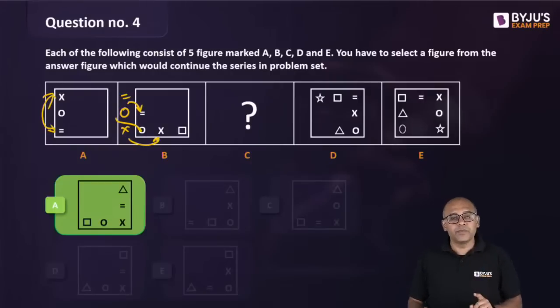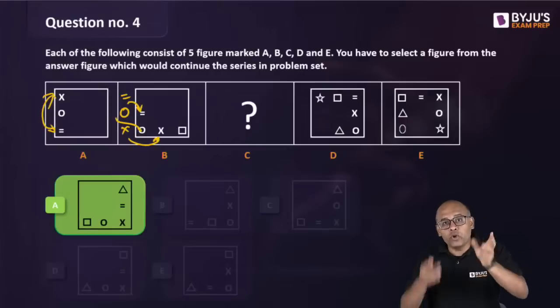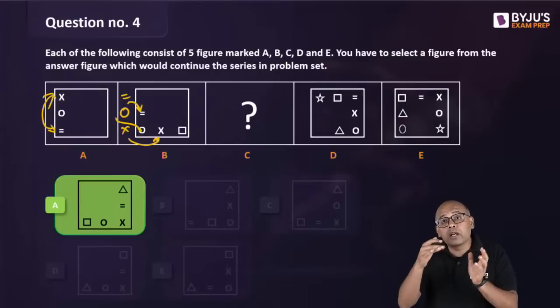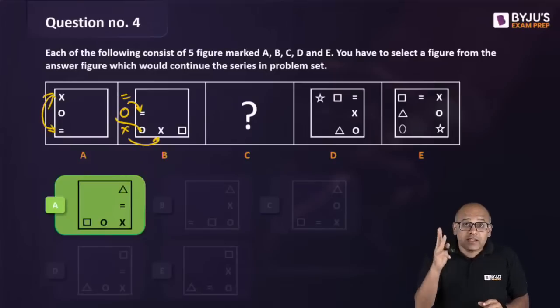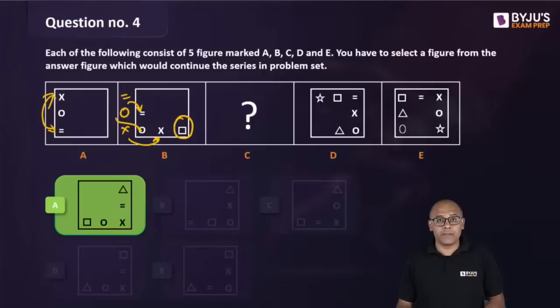That is step number 1. Actually 2 steps. Step number 1 is interchange first and last. Step number 2, push everything one step forward in the counterclockwise direction. There is a third step also. What is the third step? Add a new figure.